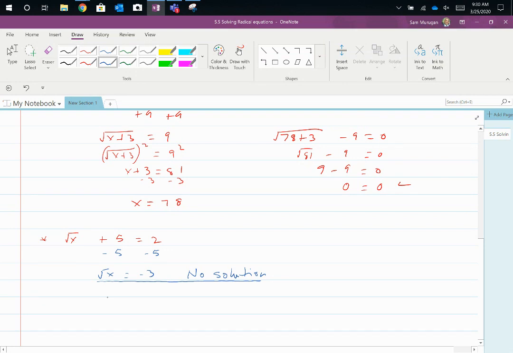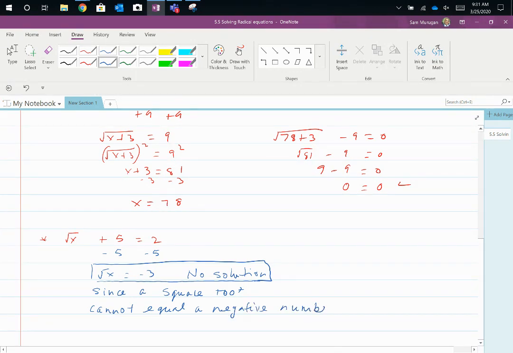FYI, if we were to go ahead and try to solve it, since a square root cannot equal a negative number. Okay, and emphasis here on square root.